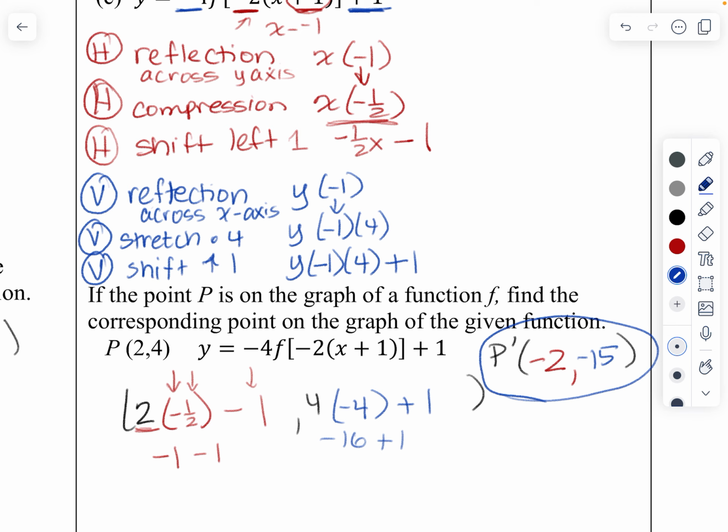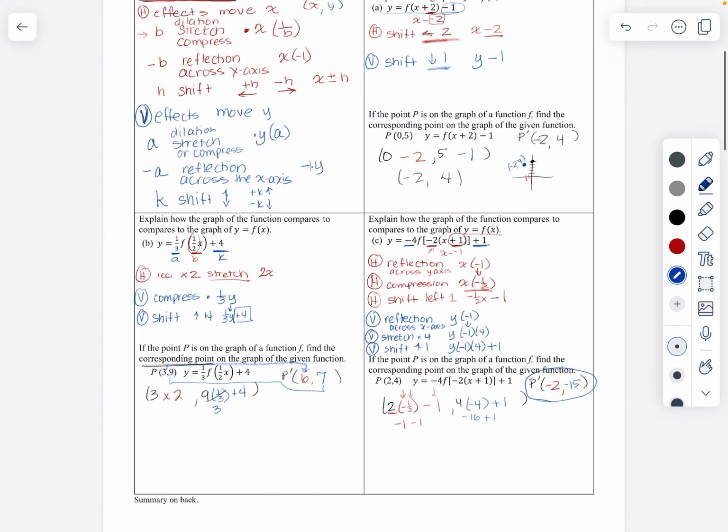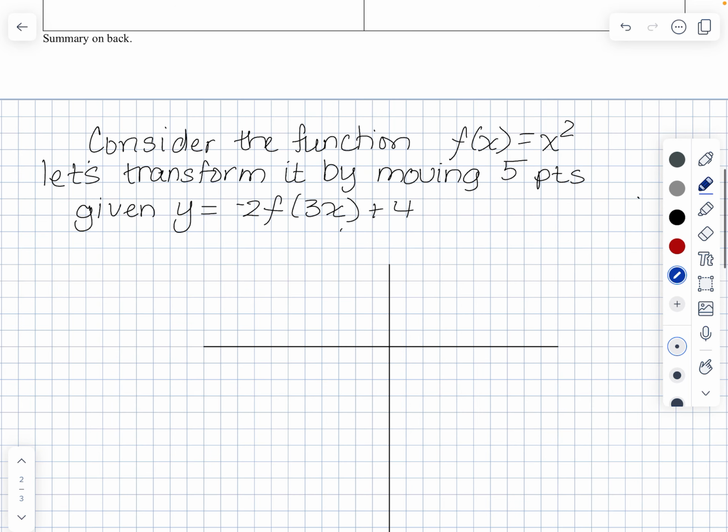Okay, so that's kind of abstract. That's kind of weird, just moving a point. So let's put it all together by taking a look at the function f of x equals x squared. Let's just look at the parent function of a quadratic, and let's transform it by moving 5 of its points, given the transformational form of y equals negative 2 f of 3x plus 4.